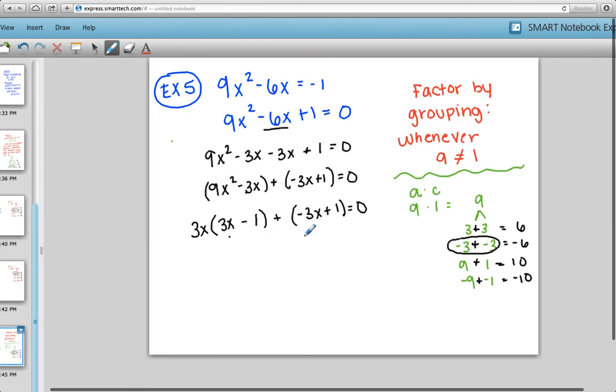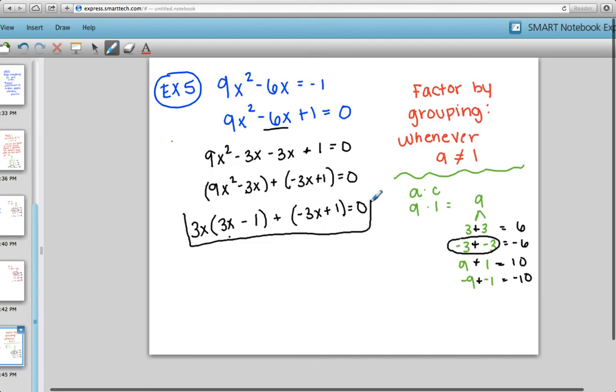What could I do to make them the same? Any ideas? There's actually two things. I could either change the first part or I could change the second part. It doesn't matter which one I want to do. Honestly, it's completely up to you. I'm going to go ahead and change the first one, okay? And the way I'm going to do that is instead of doing a positive 3x, I'm going to take out a negative 3x, okay? So we're going to just, let's see, I don't want to erase this just for the sake of you being able to see it.